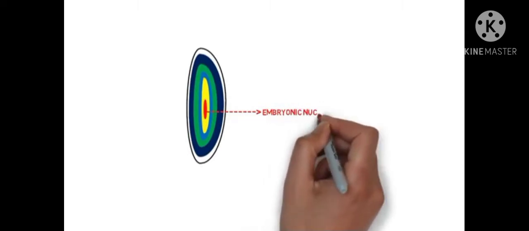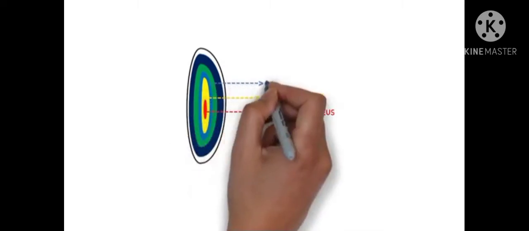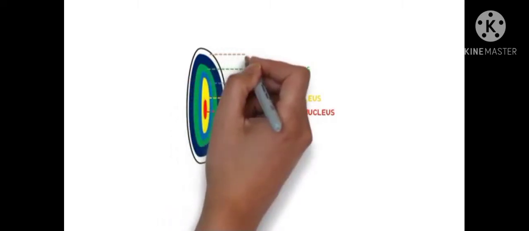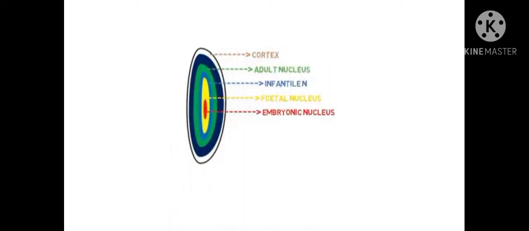Now moving toward the first, that is etiology. So this is the crystalline lens, and here we have the embryonic nucleus. Fibers covering the embryonic nucleus are the fetal nucleus, thereafter the infantile nucleus, then the adult nucleus, and at last this is the cortex. So these are the different parts of the nucleus, right?